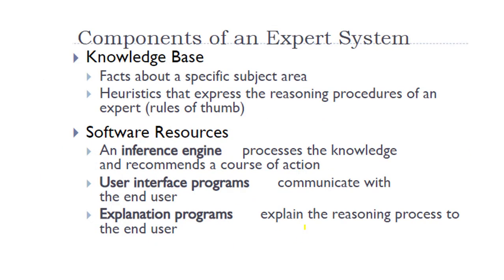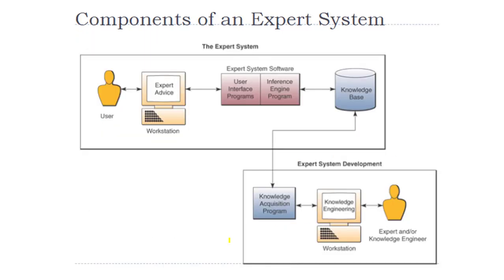So we have here the components of an expert system. Knowledge base, that's what I have told you. It will give you facts about a specific subject area, and heuristics that express the reasoning procedures of an expert. There will be patterns. And the software resources involved: we have first the inference engine, which processes the knowledge and recommends a course of action. And we have user interface programs that communicate with the end user. And another part, we have explanation programs, and this software explains the reasoning process to the end user.